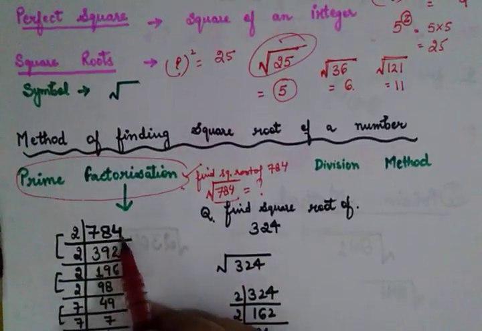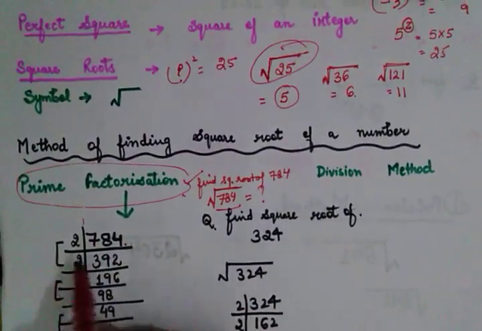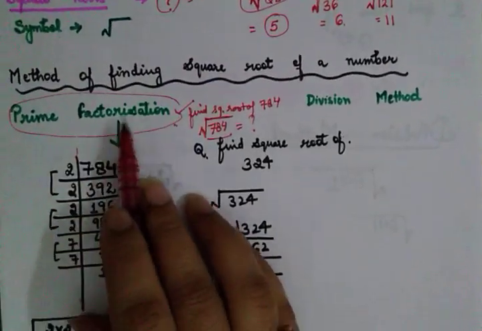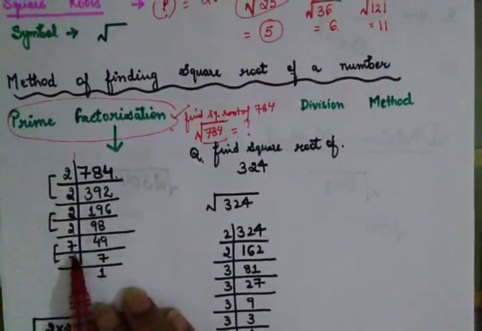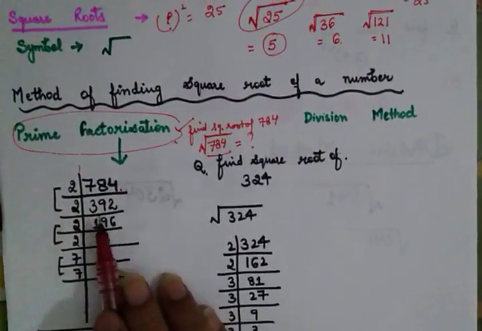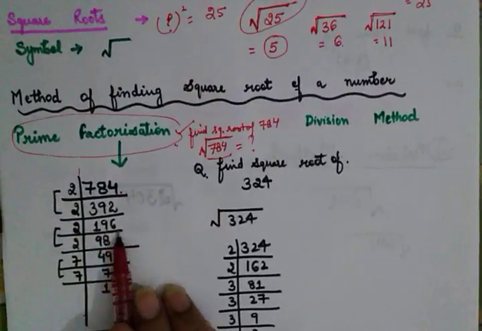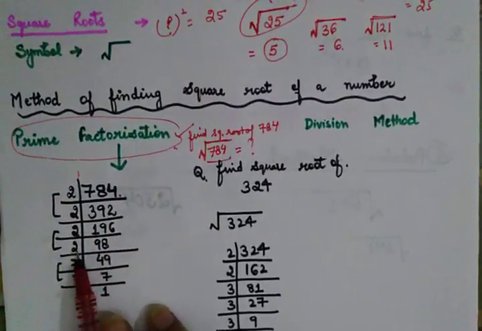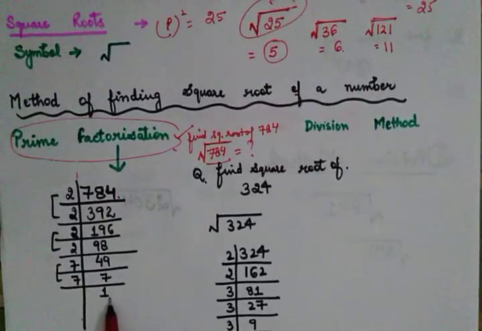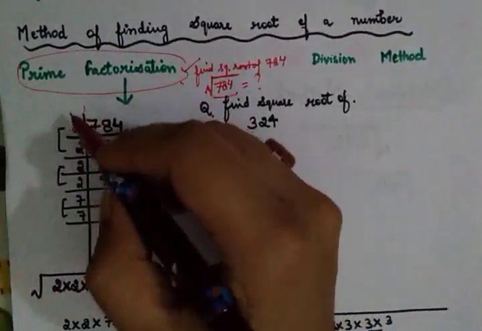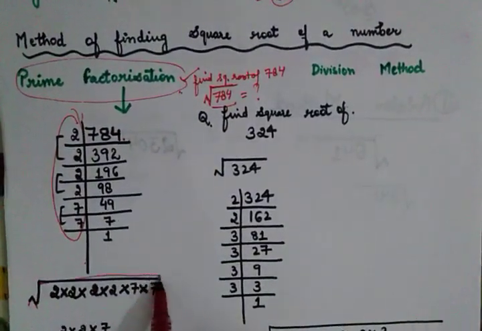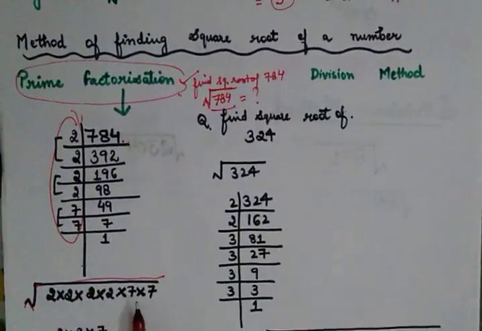Write down 784 like this and start doing its prime factorization. I hope you remember, prime factorization means only prime numbers have to be taken. So 784 being an even number, I started with 2. 392 again by 2, 196 again by 2, 98 again by 2, 49, 7, then again by 7 and 1. Once you have got all the numbers ready over here, write them under this sign. I have written all the numbers.